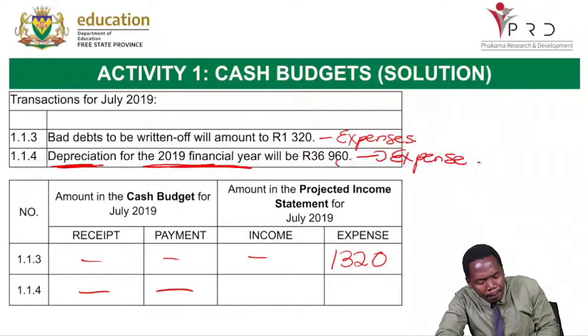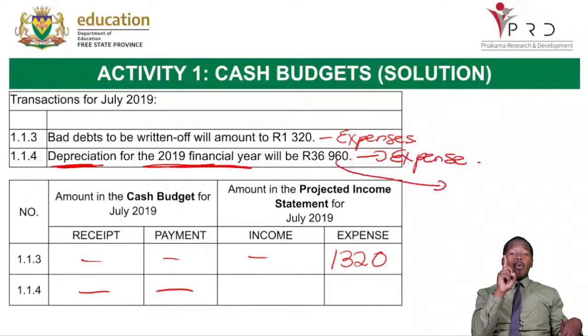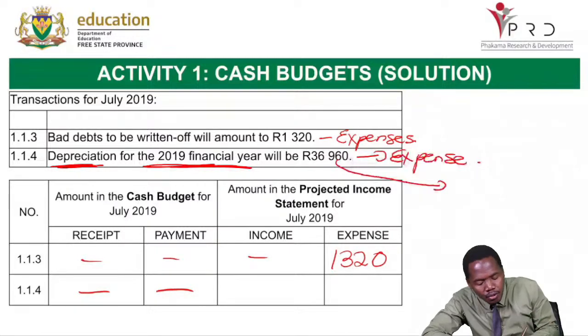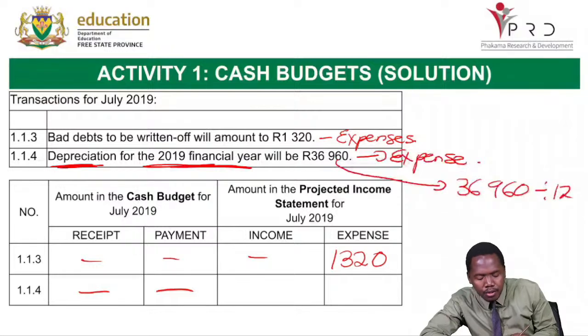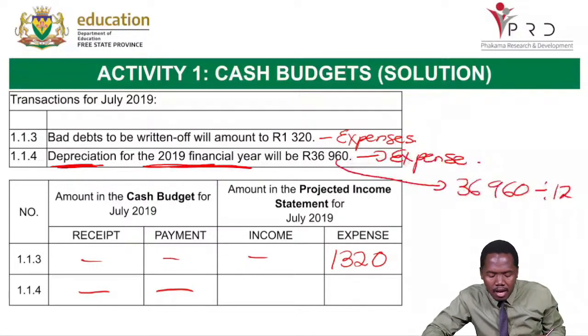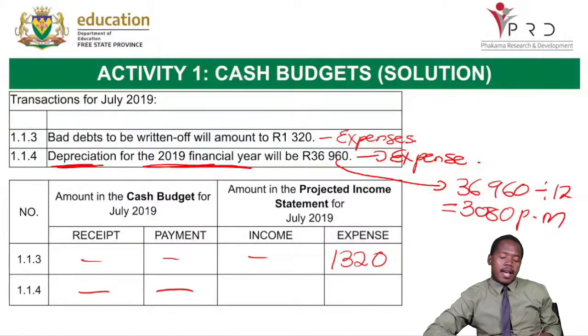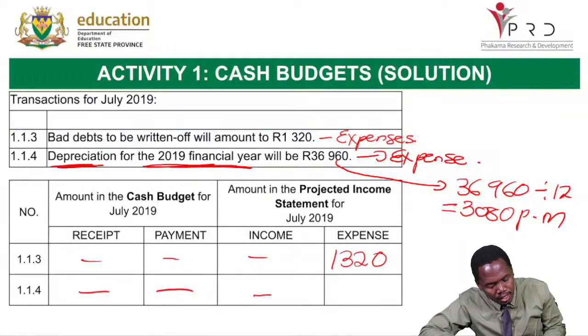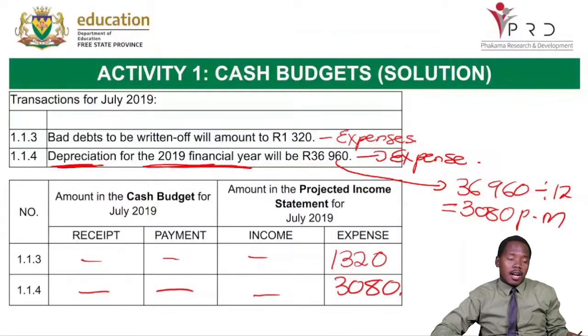But the problem, we need to work it out because now we want the depreciation for 1 month. So we say 36,960 divided by 12, and then we get an answer of 3,080. This is an amount per month. Now we are going to record it. We already said it's an expense, so it's going to be 3,080, which would be our expense.